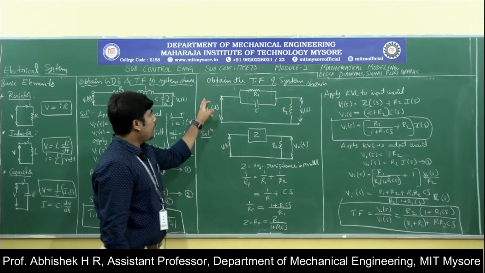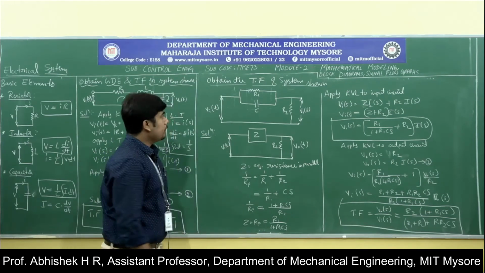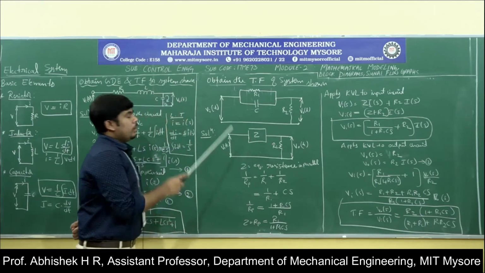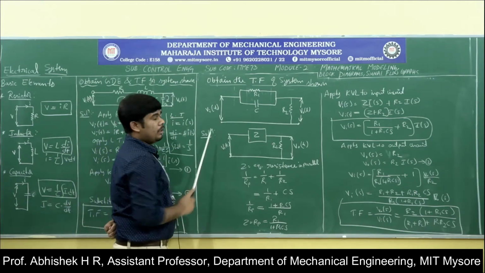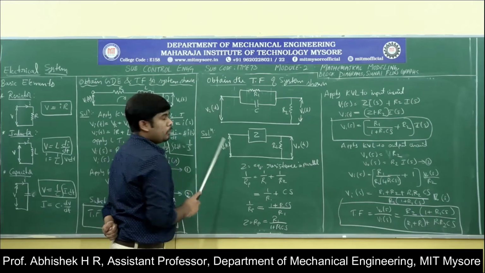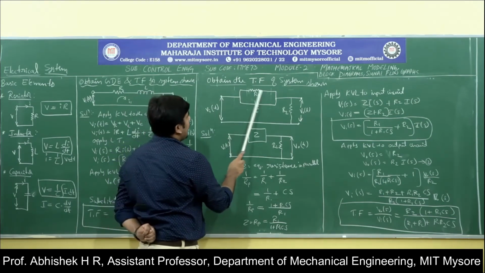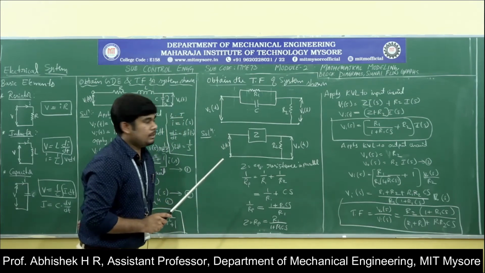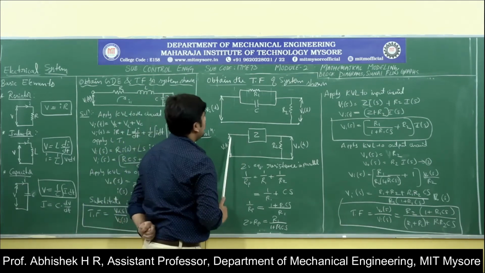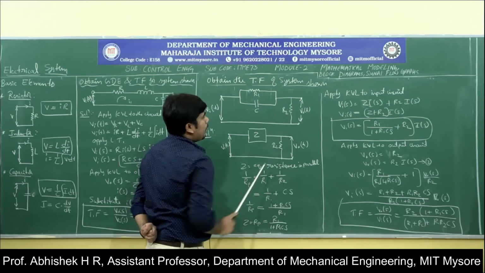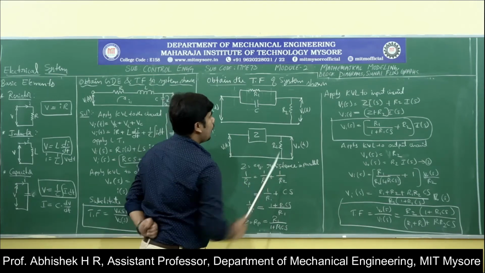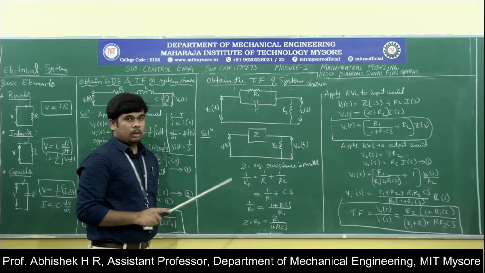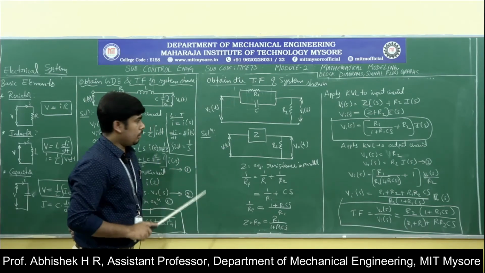Okay, let us see one more problem on electrical systems, that is, obtain the transfer function of the system shown. Here this is the given electrical circuit. We have the input voltage, and here we have a resistance and capacitance in parallel condition, and also we have one more resistance R2 and output voltage V0 of T. For this we need to obtain the transfer function.